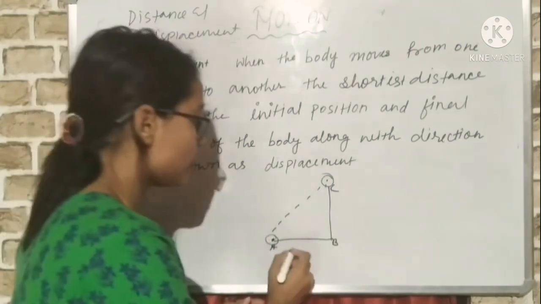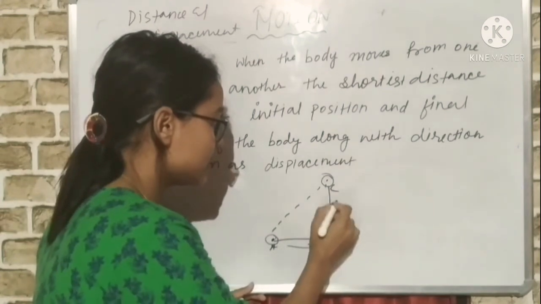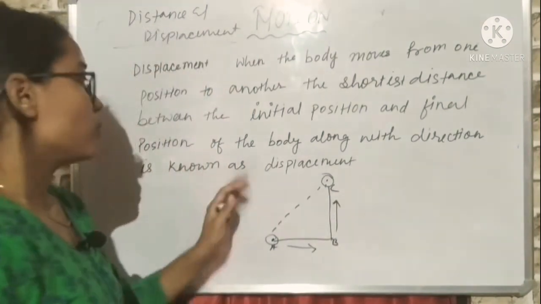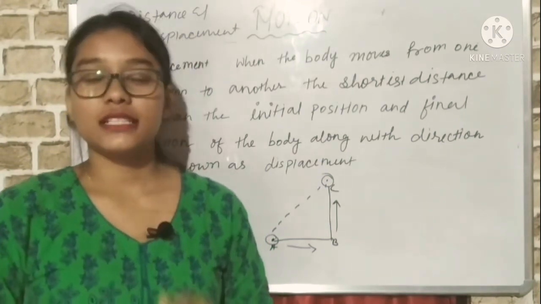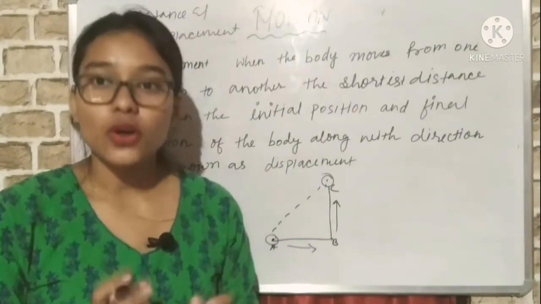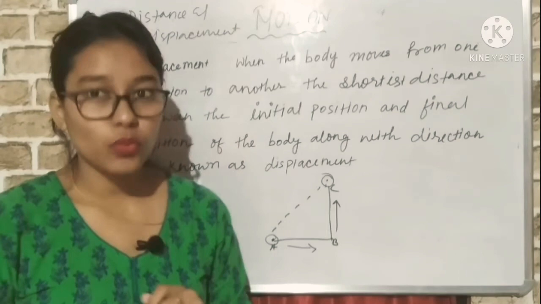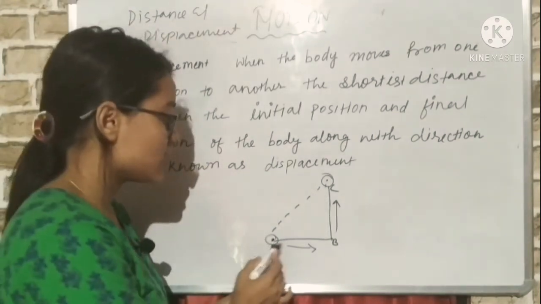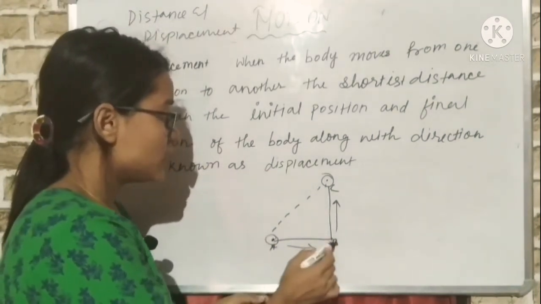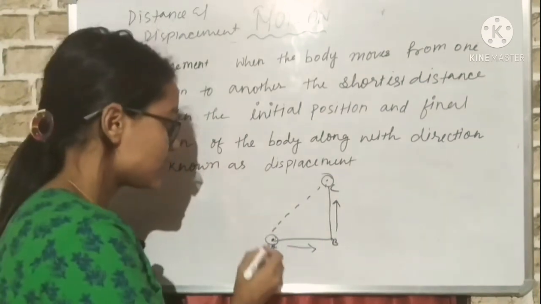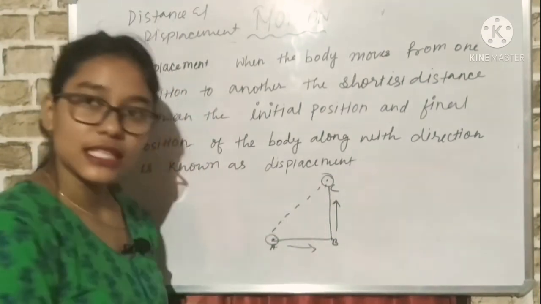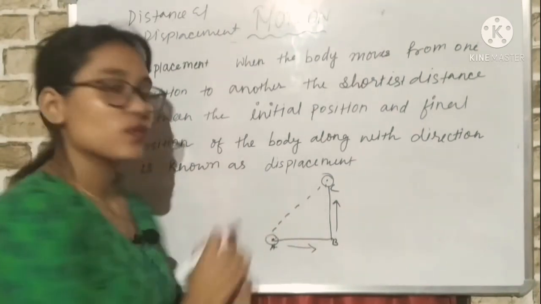Here the body is moving in this direction. This is known as what? Displacement. Now let me tell you in simple words that displacement is the shortest distance between 2 points. Now here what happened? You see this one from A to B, B to C, it is the longest distance, right? Now the shortest distance will be from A to C. Then A to C is what?